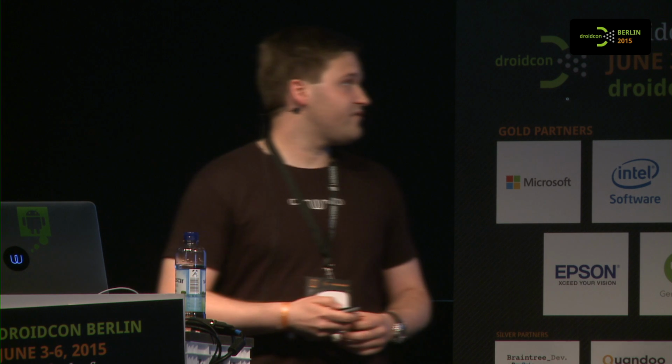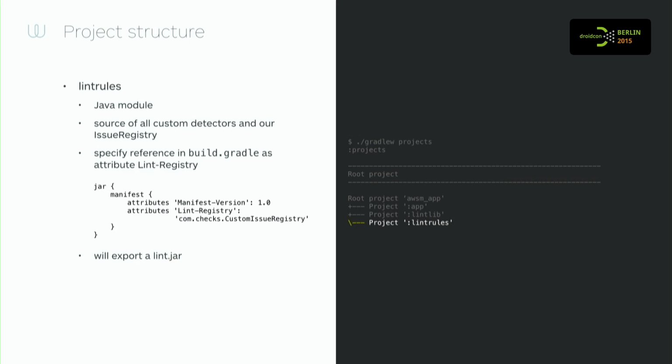I mean, probably you want to include the checks so that they can automatically run with the default Gradle task. And let's do this. So first of all, you need to add a Java module which contains all the sources of the custom detector and the issue registry. The issue registry should be added to the manifest for the jar, for example, with the manifest attribute.